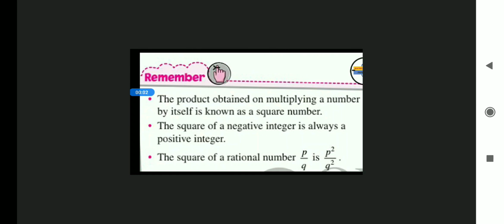These 3 points we need to remember. The product obtained on multiplying a number by itself is known as the square number. The square of a negative integer is always a positive integer. And the square of a rational number p upon q is p square upon q square. For example, if you take 4 upon 5 whole square, the answer will be 16 upon 25.